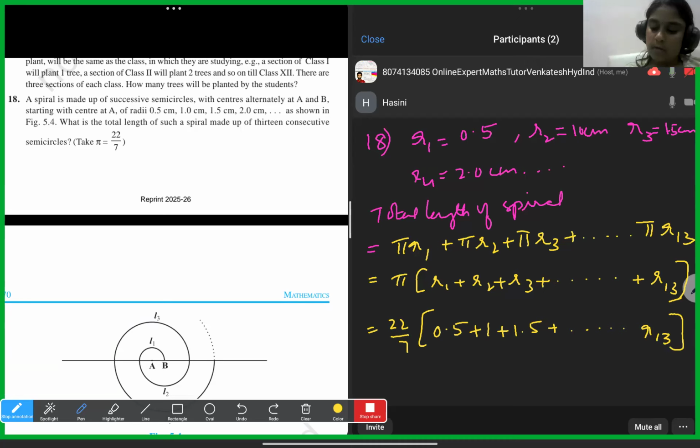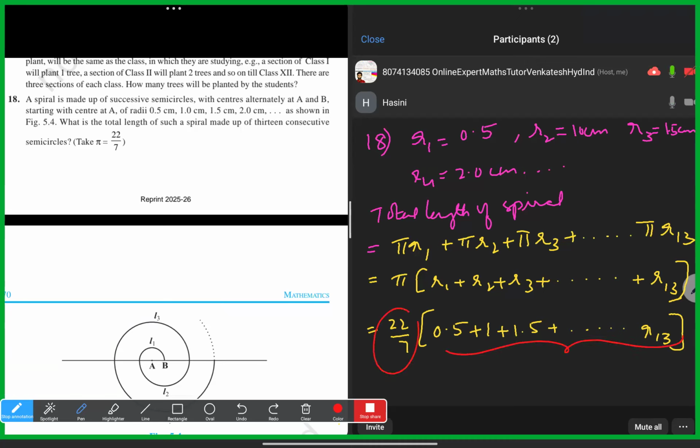Now Hasni, you can see the inside part. You have to add these first, then only we can multiply by 22/7. So in that part, if you observe, 0.5 plus 1 plus 1.5 plus so on, next 2 will be there. So clearly this series is in arithmetic progression. To find that sum, we can use the sum of n terms formula.